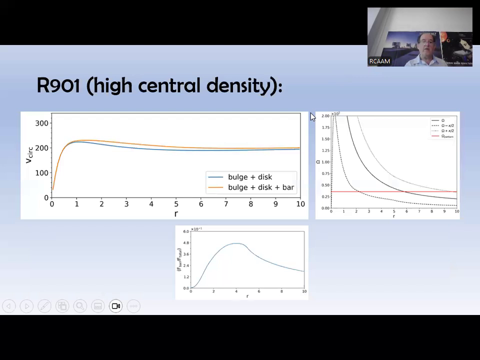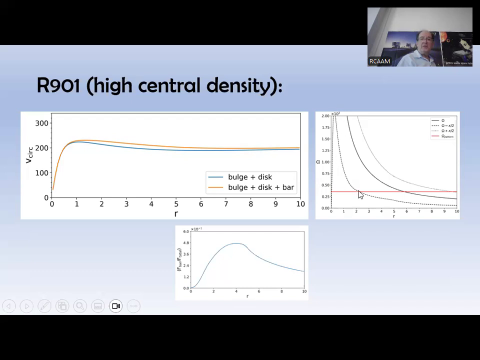Okay, then we did something else. Since we find in all cases that we have a low density region in the center, we tried another model where we put gas in the center from the beginning. So we increase the central density. So here is the corresponding rotation curve.